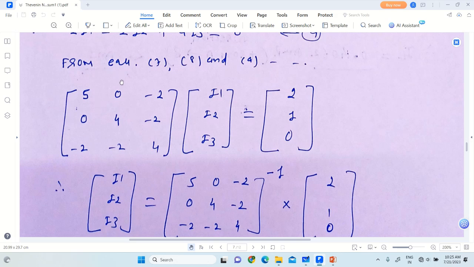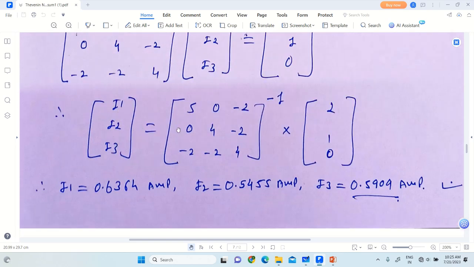Right. So this is nothing but AX equal to B. So X is equal to A inverse into B. Right, I have done this. I1, I2, I3 is equal to the inverse of this matrix into this column vector 2, 1, 0. You can use a scientific calculator to get the inverse of this matrix and then multiply it by this column vector. So this is 3 cross 3, this is 3 cross 1, so the answer would be 3 cross 1.